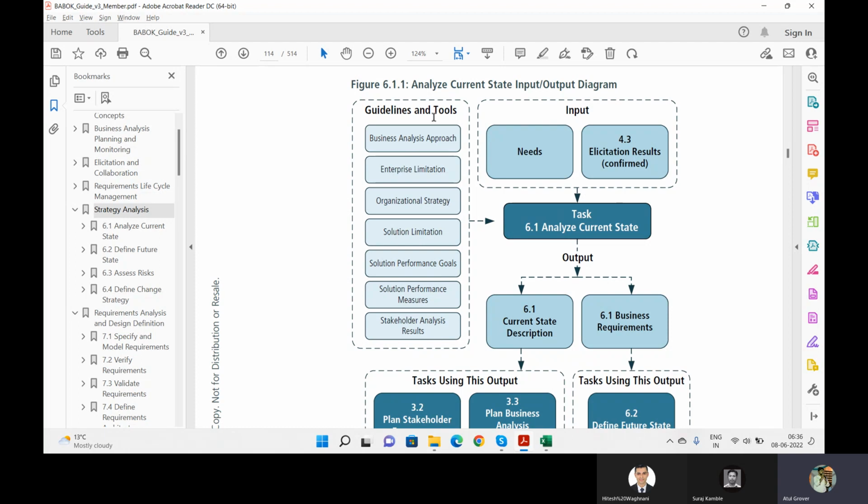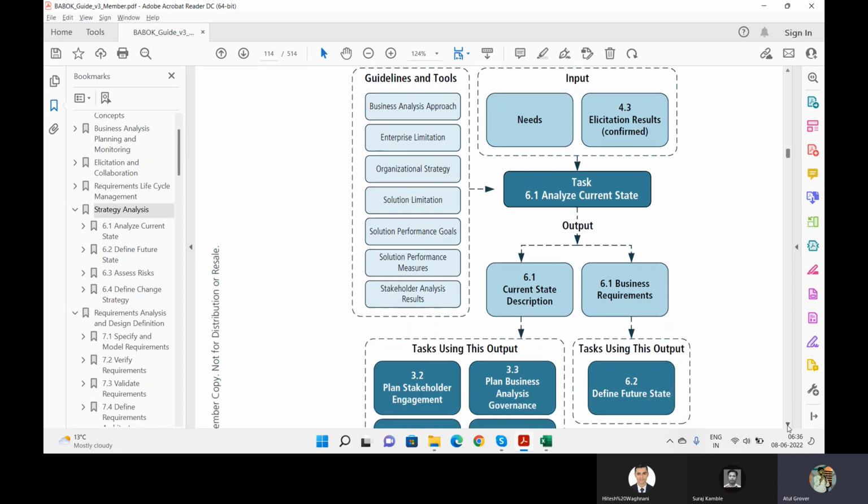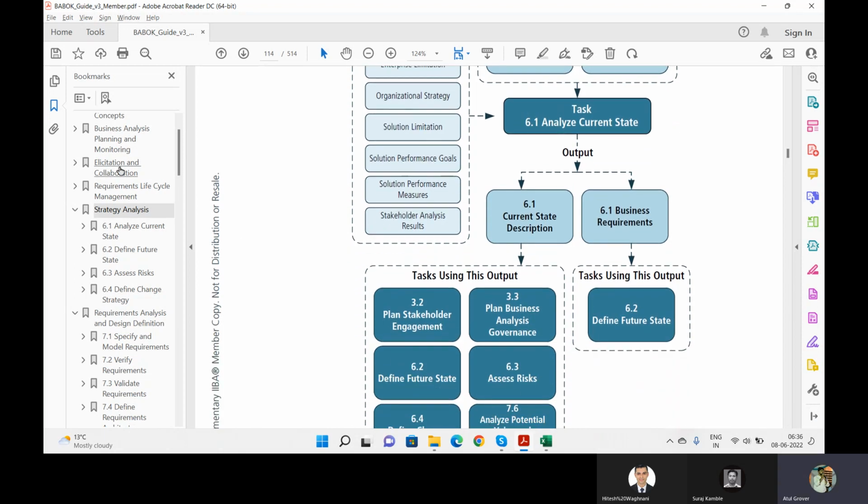When I follow these guidelines and perform the task, I will get the measured outputs. करंट स्टेट मिल जाएगा, और मुझे एग्जैक्ट बिजनेस का रिक्वायरमेंट क्या है, क्योंकि जो मैंने काम यहां पर किया मुझे बहुत हाई लेवल मिला यहां पे, in this phase I am getting the exact business requirement.